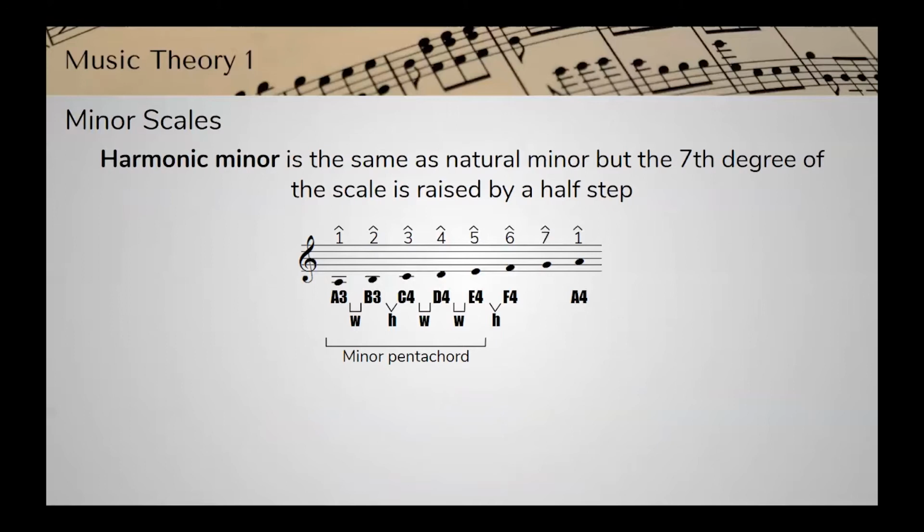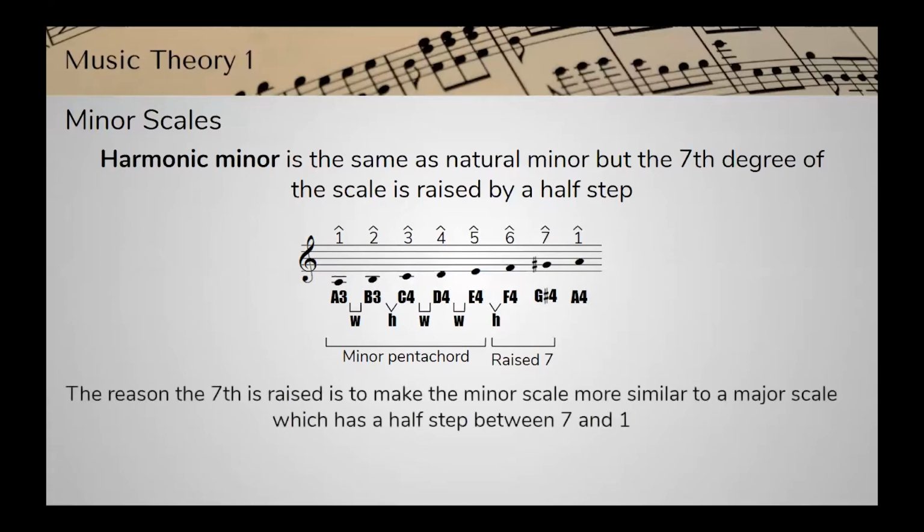So a harmonic minor scale is the same as natural minor, but this time the 7th degree of the scale is raised by a half step. So the 7th degree of the scale in this case is G. We're going to raise that G to become a G sharp. Okay, so we've raised the 7th degree up a half step to become a G sharp. And we do this because we want this minor scale to behave more like a major scale.